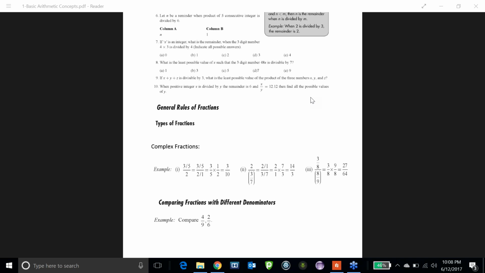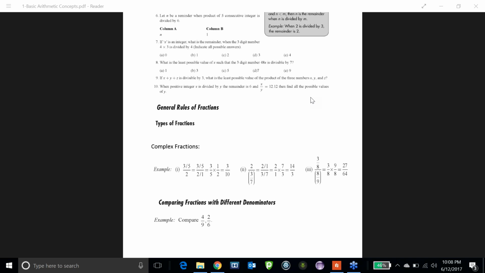2 by 2 is 1. Here you are just manipulating the numbers, you're not changing the value. Here the value never changes. So 3 by 5 is equal to 6 by 10, and 4 by 10 already has the same denominator. Anyhow, you need not multiply again. So 4 by 10 and 6 by 10.